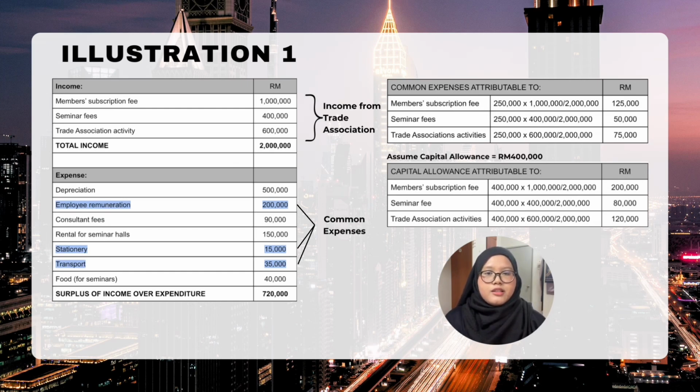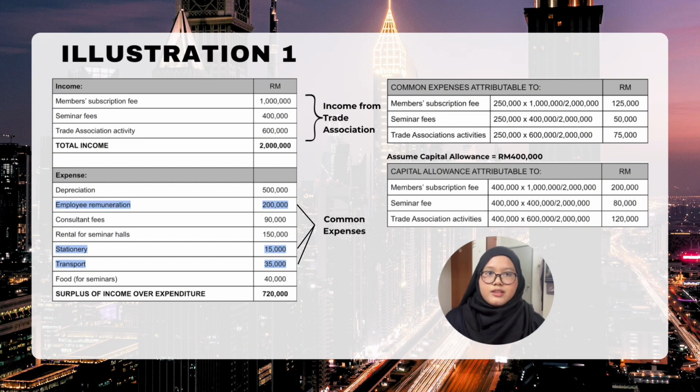And from there, we will calculate the common expense attributable to each income using the formula A times B divided by C, which we have learned about earlier. So the total common expense, which is RM250,000, times each income and divided by the total income. For member subscription fee, we will get RM125,000, for seminar fees RM50,000, and RM75,000 for trade association activities. Next, we will compute the common capital allowances attributable to each income using the formula D times B divided by C. Thus, we will get RM200,000 for member subscription fee, RM80,000 for seminar fee, and RM120,000 for trade association activities.